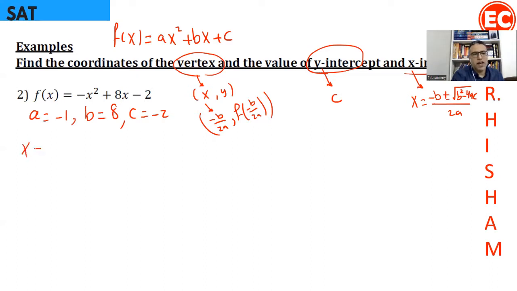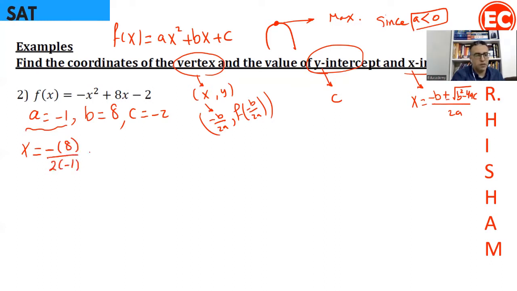To find the vertex, notice that this function opens downward and it has a maximum value. Why is that, Mr. Hisham? Since the value of a is negative, since a is smaller than 0, it opens downward and the vertex is a maximum. So x is equal to negative b, which is negative 8, divided by 2 multiplied by negative 1. 8 multiplied by negative is negative 8, divided by negative 2, which is equal to 4.